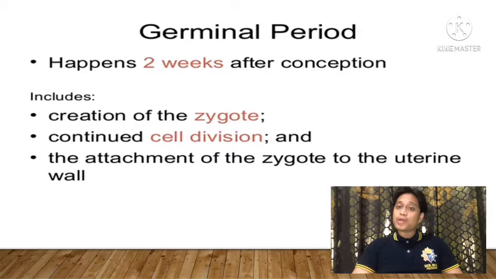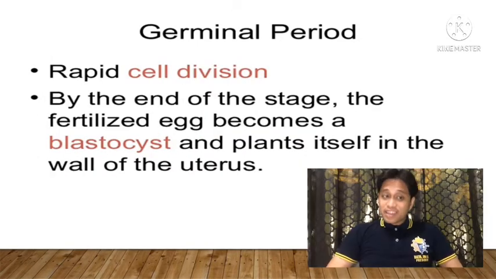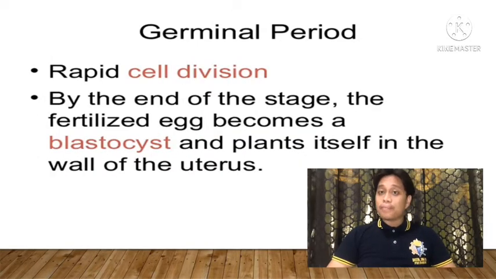This includes the creation of the zygote, continued cell division, and the attachment of the zygote to the uterine wall. In this stage, there is also rapid cell division, and by the end of the stage, the fertilized egg, called the zygote, becomes a blastocyst and plants itself in the wall of the uterus.